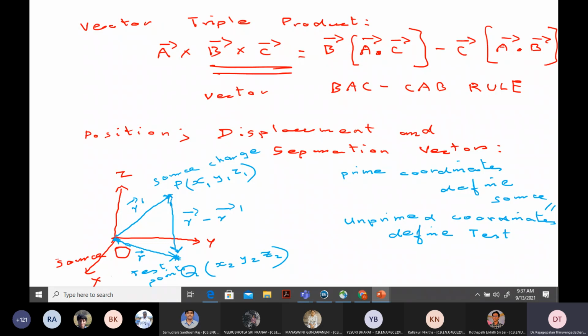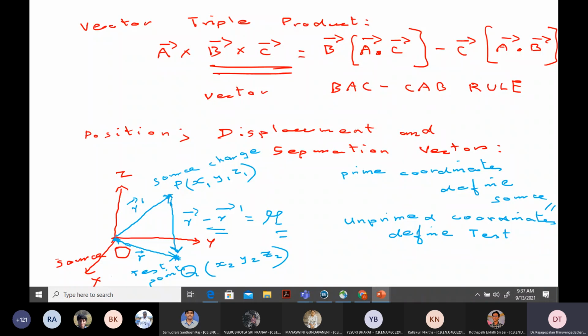Look at the way I have drawn the resultant vector. The head points to the test point, and I start from the source point. What is the separation? The separation vector is the r vector minus the r prime vector. This vector I denote with the small r. So this is my separation vector. These are all fundamental definitions we will need to invoke.